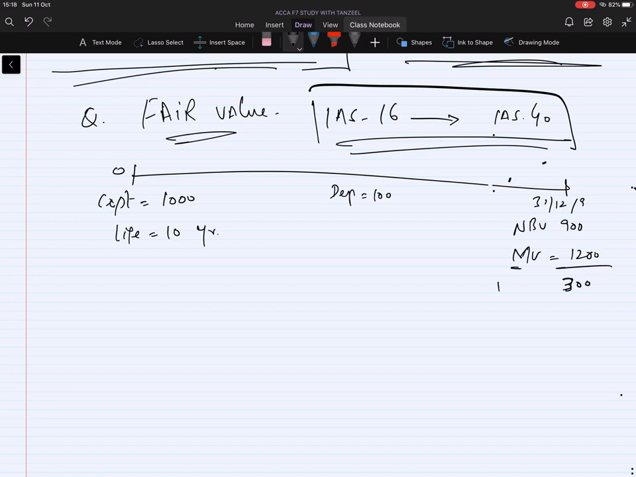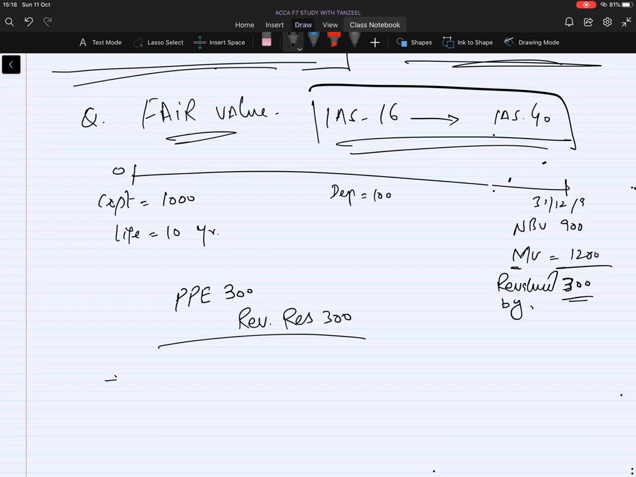If this asset was revalued by 300 and we were using IAS 16 before, then we will revalue this asset as per our previous standard, and then we will change to the new standard. We were using PPE before, so increase PPE by 300 and credit revaluation reserve, because all the changes go to revaluation reserve. Then we will switch to IAS 40.